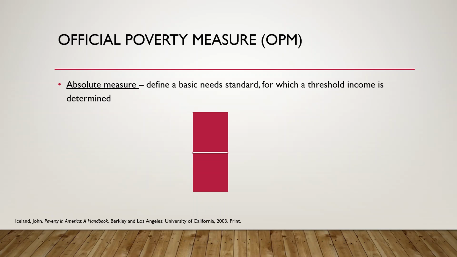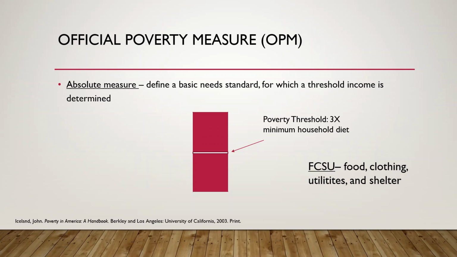This threshold is calculated by multiplying the minimum diet necessary for a household by 3, in order to account for a human's basic needs, such as food, clothing, utilities, and shelter, referred to as FCSU. To determine whether a household falls below the said threshold, analysts consider the family's resources. These resources include the pre-tax income of the household, plus cash-based aid from the government, such as disability checks and Social Security income. The OPM, however, is relatively absolute because it compares one family's diet to another, with respect to this determined threshold.